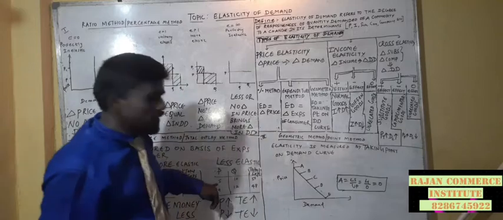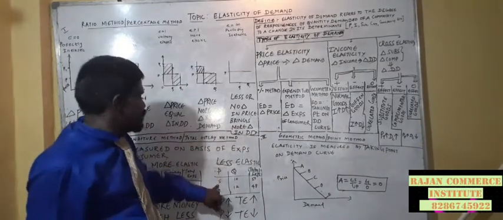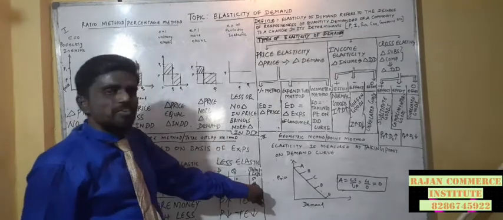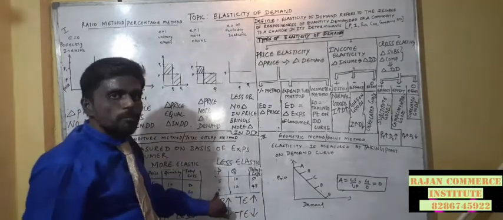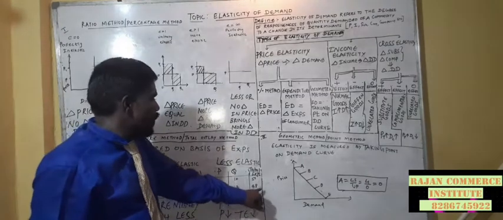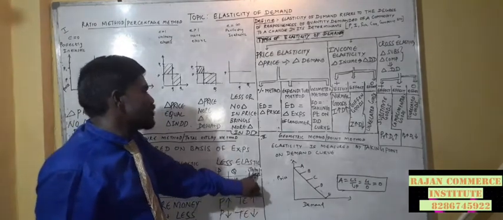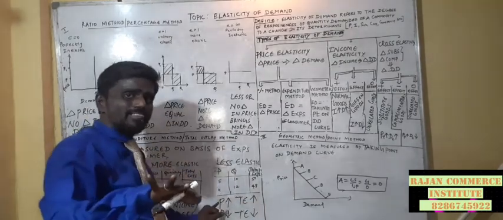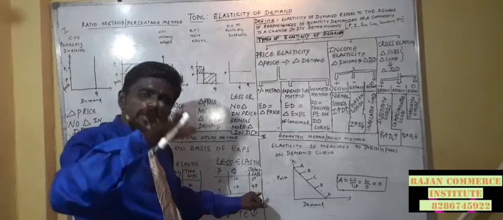See the schedule. The price is 5, quantity demanded is 10, total expenditure is 50. When price is 4, price has come down, quantity demanded is 12, expenditure is 48. Here you can see the total expenditure is reduced. Due to the change in the price, the total expenditure has come down.